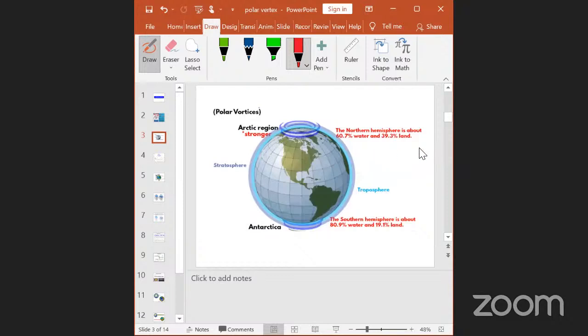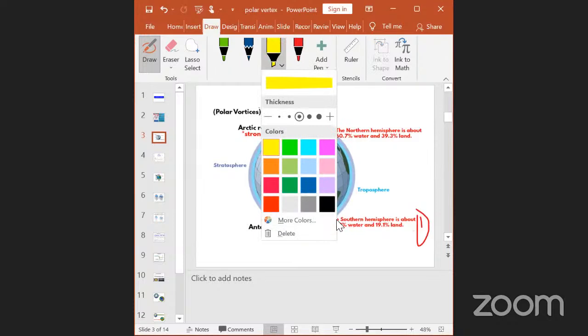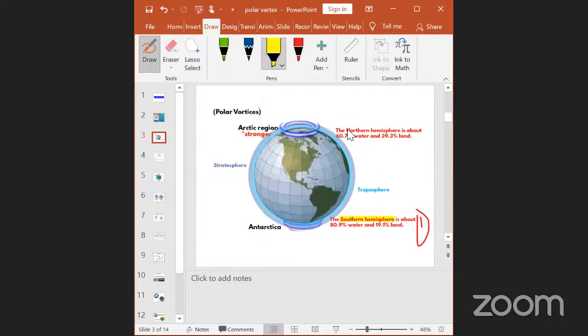Actually, there are two vortices on the Earth. The first one is in the southern hemisphere, and the second one is in the northern hemisphere. The southern hemisphere one is over Antarctica, and the northern hemisphere one is over the Arctic region. The northern hemisphere polar vortex is the strongest. Remember this word, strongest.